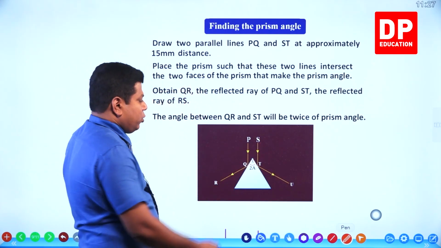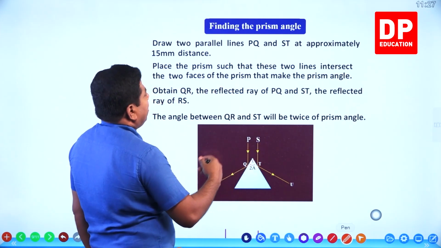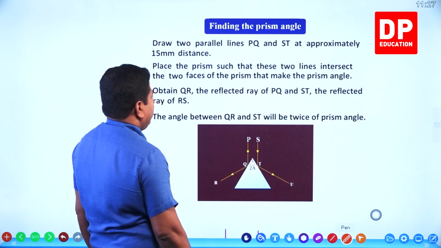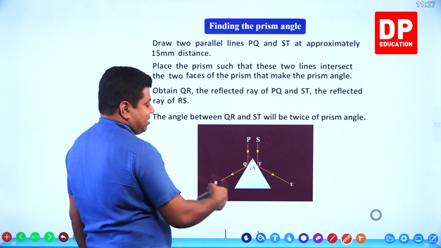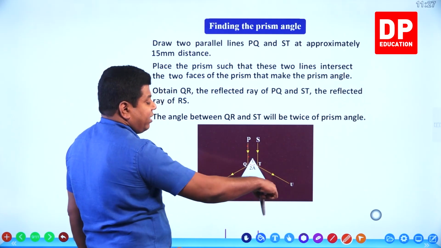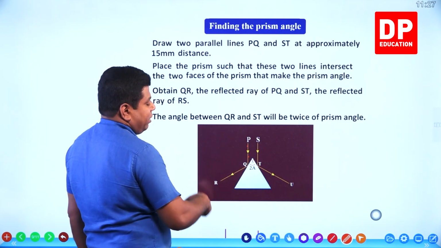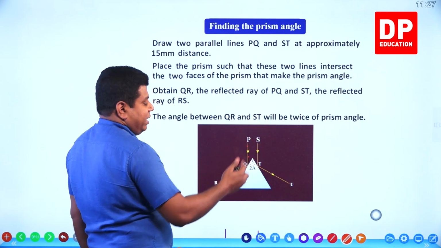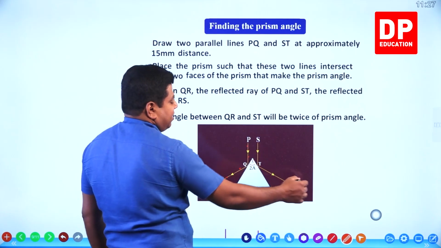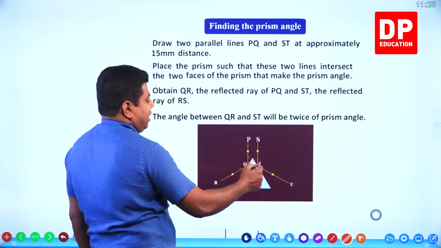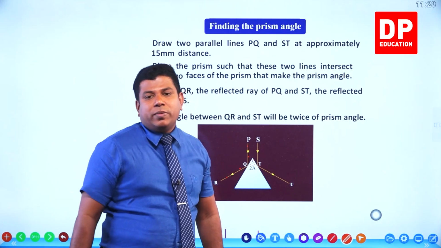Like we did previously, draw these two lines and then place the prism such that these two lines intersect the two faces of the prism. You can mark 2 pins here. Observe the 2 pins from this side. Make sure you observe the reflection, not the refraction. To be collinear with the images, you mark another 2 pins, connect them, and you will get the reflected ray. Repeat that for the other side also. Then you extend this line, and you can find twice the prism angle. Divide that by 2, prism angle is ready.